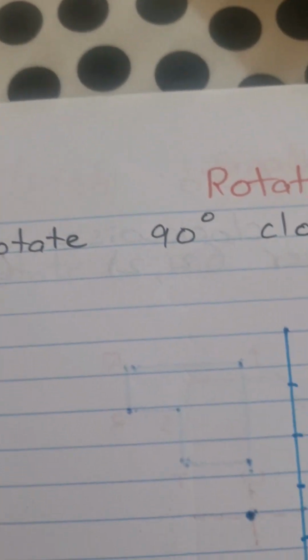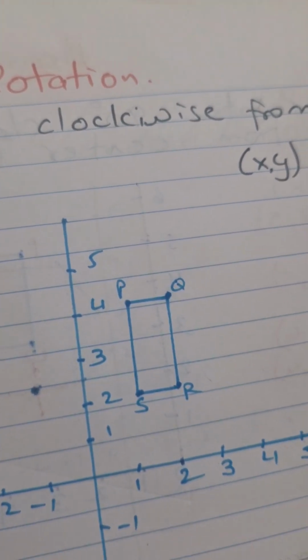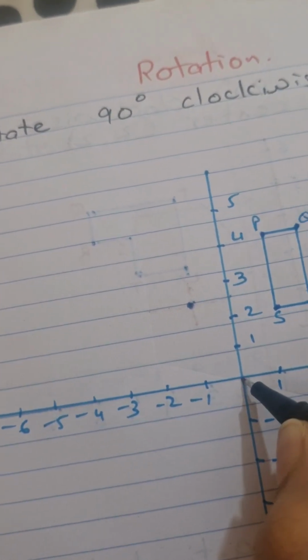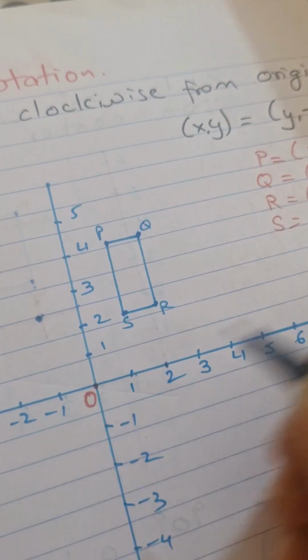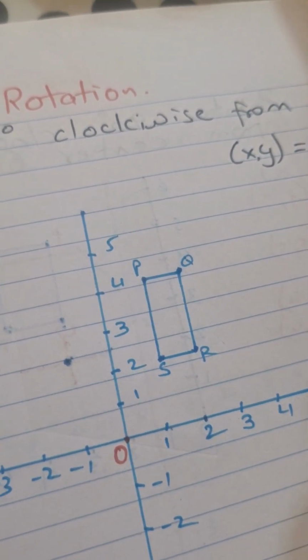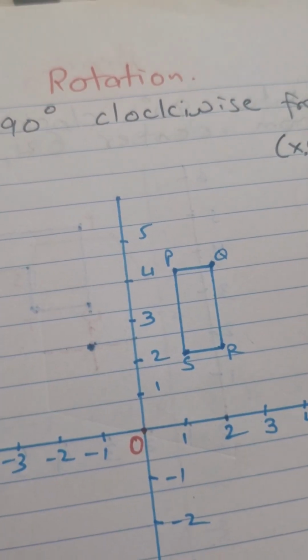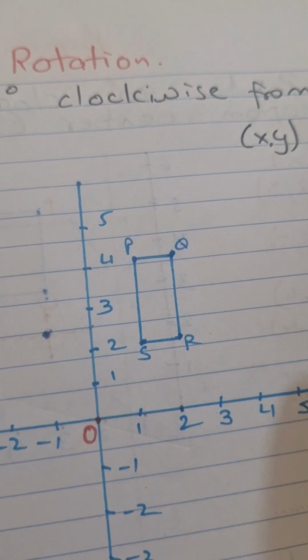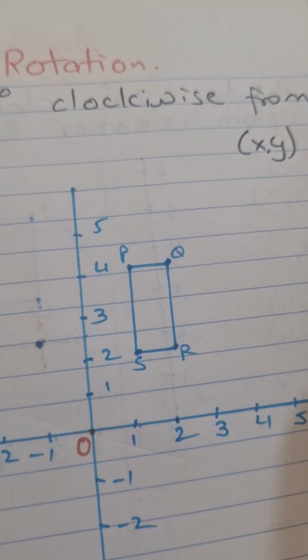So what is the question? Rotate 90-degree clockwise from origin. Now what is origin? Origin is always the center point, this 0. Always origin is 0. I have not given you any center here. You have to rotate this image from the center.